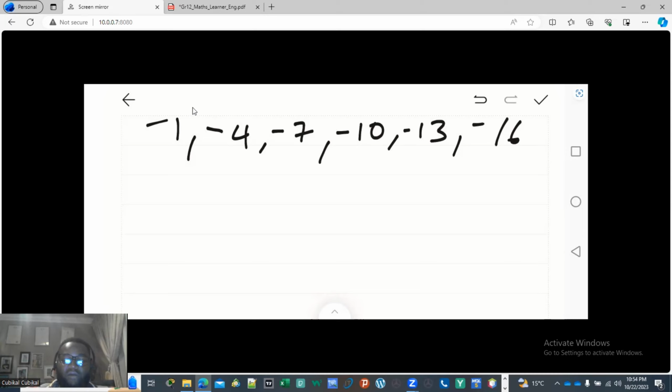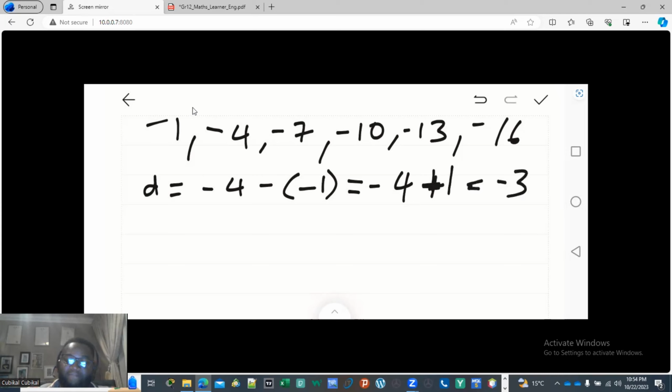We are having our difference as minus 4 minus negative 1. And in mathematics, whenever you see a negative and a negative, it is going to change and become a positive. So you're going to have minus 4 plus 1. Why? Because a negative and a negative becomes a positive. So we're going to have minus 3. That is what we're going to be having.